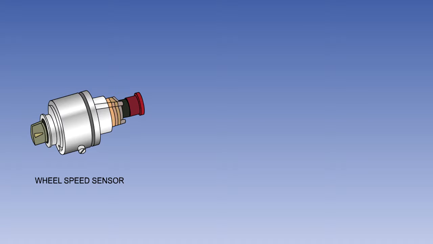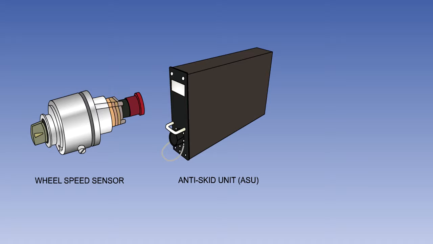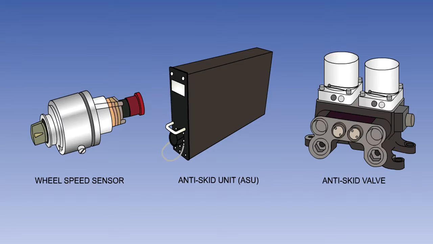An electronic anti-skid system comprises three main elements: a sensor, which measures wheel speed; a control box, known as an anti-skid unit or ASU, to compute wheel speed information; and a servo valve or anti-skid valve to modulate brake pressure.